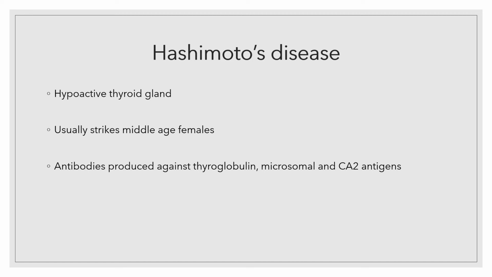stiffness. The antibodies produced against thyroglobulin, microsomal, and CA2 antigens would be called antithyroglobulin, antimicrosomal, and anti-CA2. The disease is characterized by a reaction of the immune system against the thyroid gland. The thyroid gland is moderately rubbery and enlarged in this condition.